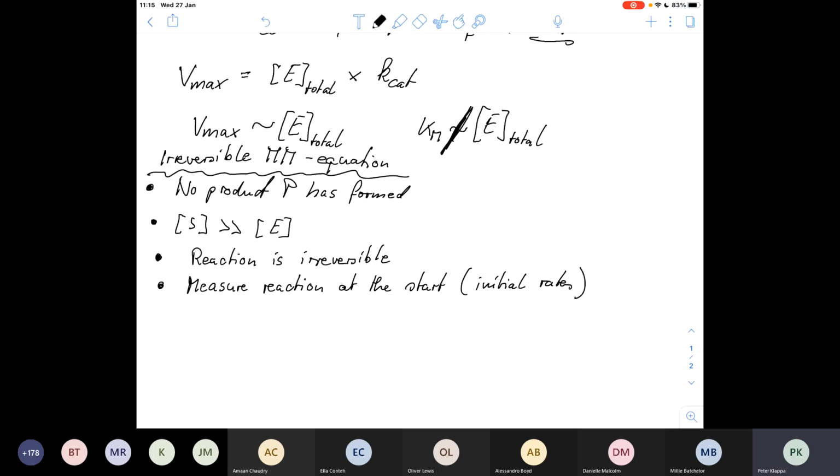Yet this is pretty much the same statement as this one here. If we measure the reaction right at the beginning, then no product has formed yet, because we are just starting with the substrate. That is what I mean by this. When I say we measure the initial rates right at the start, it means that no product is there.